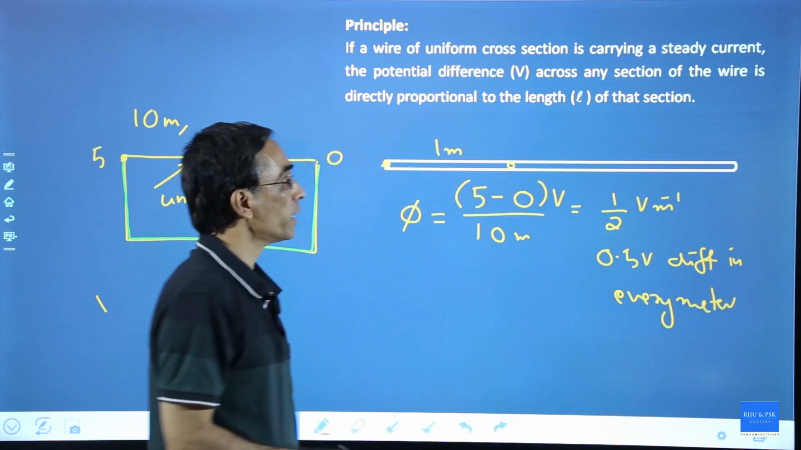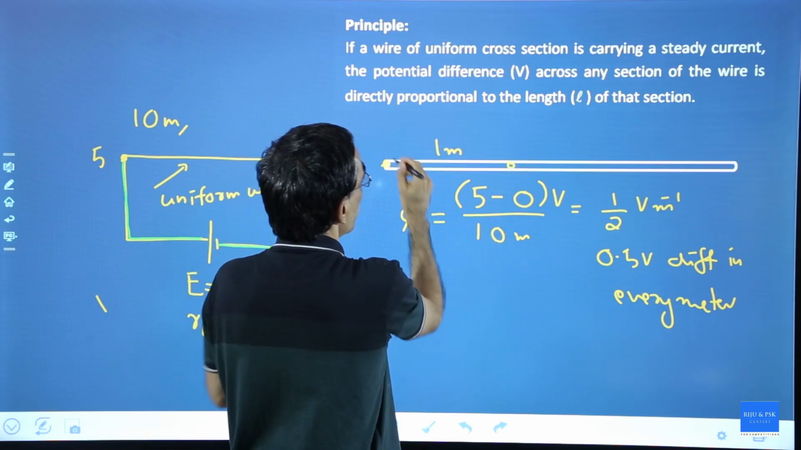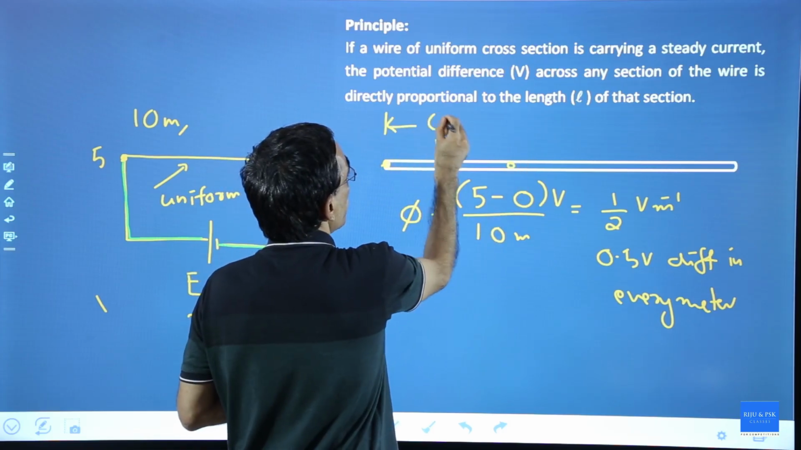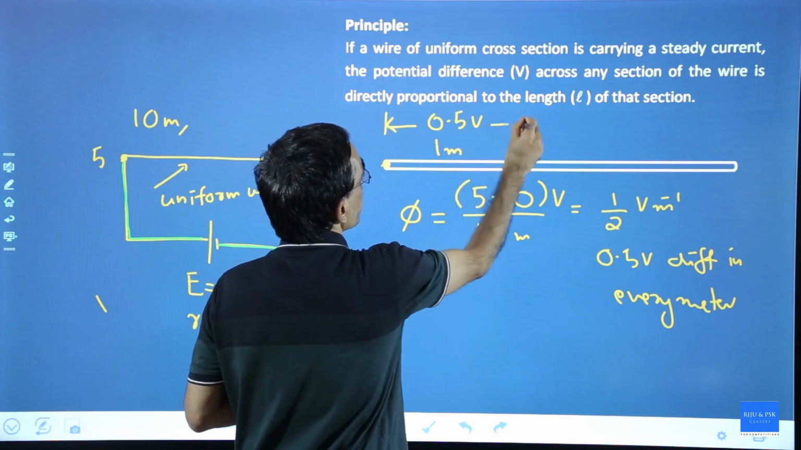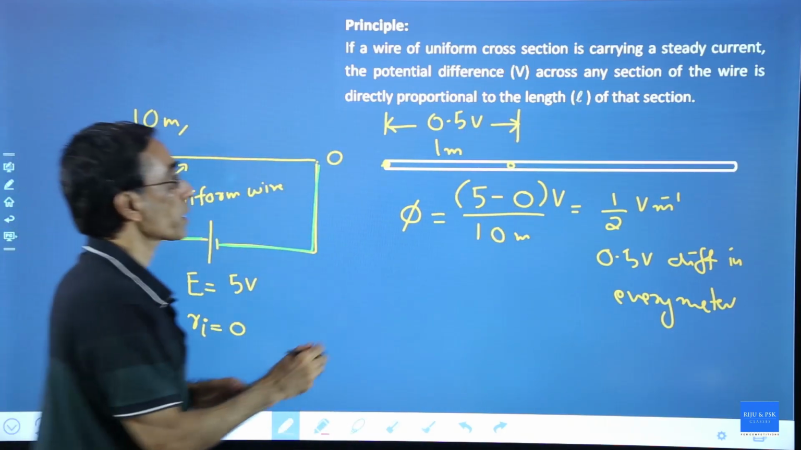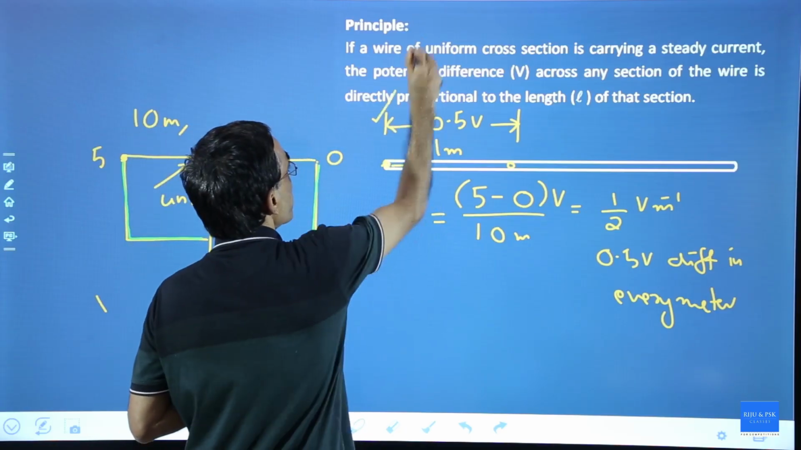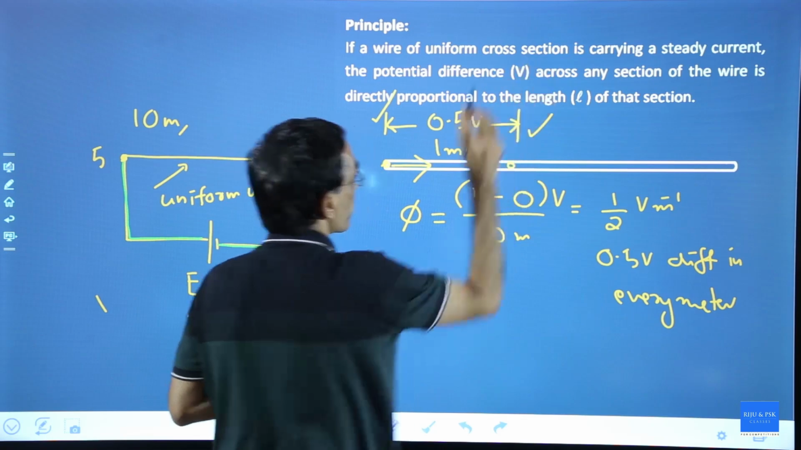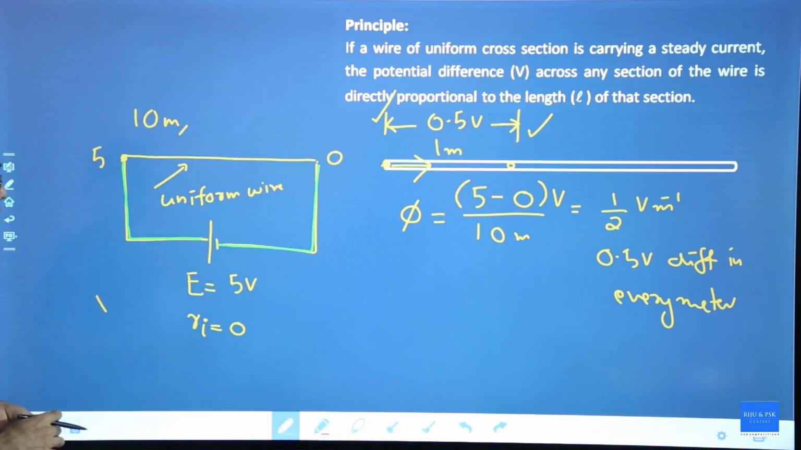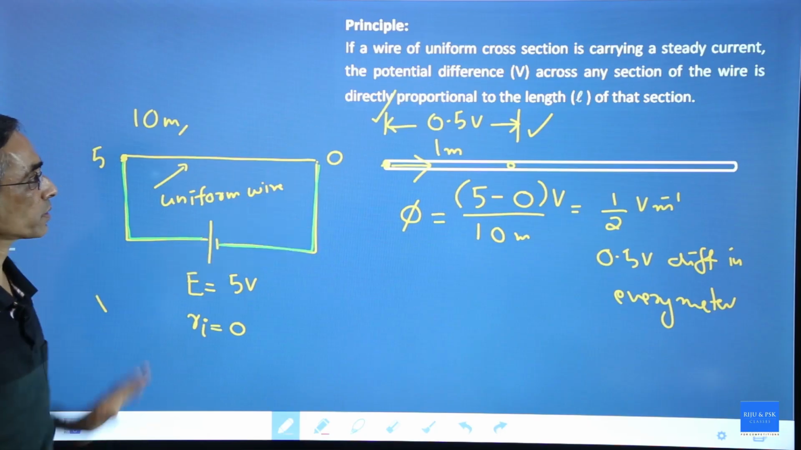0.5 volt difference in every meter. Then if you take 2 points here at a separation of 1 meter, there will be a difference of 0.5 volt. Which will be at a higher potential depends on the current direction. If current flows like this, this will be at higher potential and this will be at lower potential. So, potential gradient from a simple circuit, the value, the calculation.